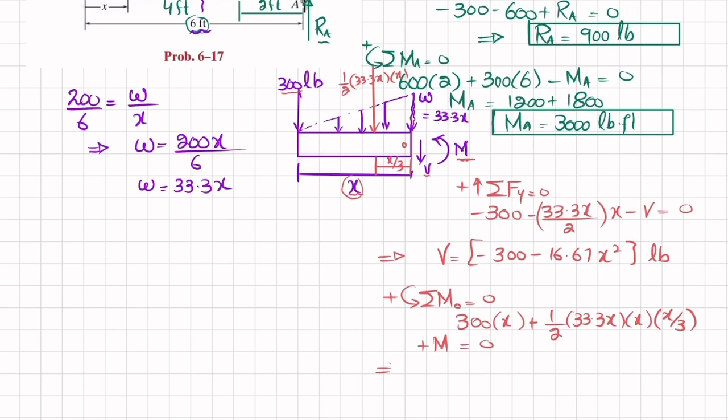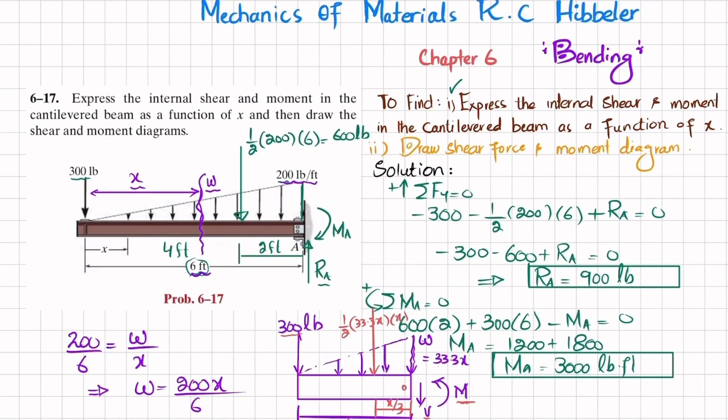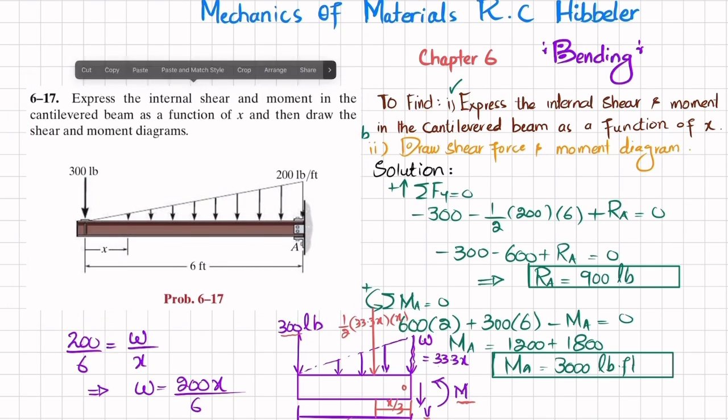So from here you will get this moment will be equal to minus 300x, and the remaining will give you minus 5.556x cube, and its unit will be pounds into feet. So this is the moment equation in terms of x. So we have solved our first part. Now we'll move toward the second part, which is to draw the shear force and bending moment diagram.